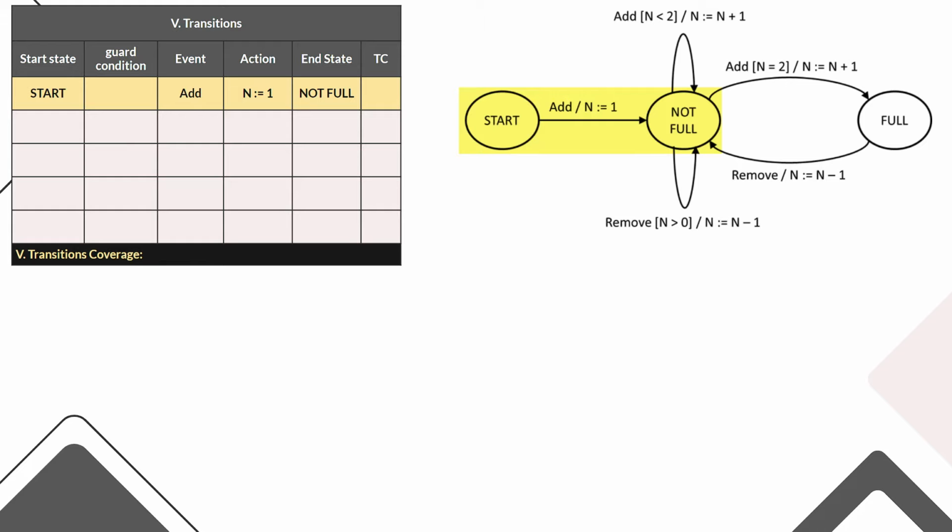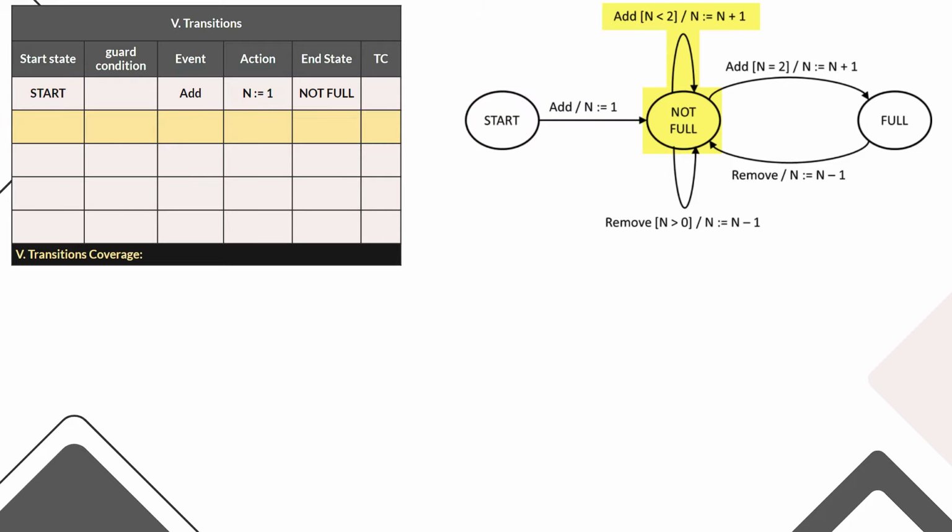Guard condition is absent. The event is add. Action is n is equal to 1. That is, assigning the variable n the value 1. And the end state is not full. You can pause the video and try to describe the next transition yourself.